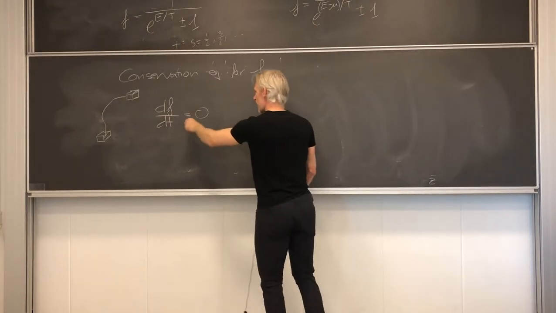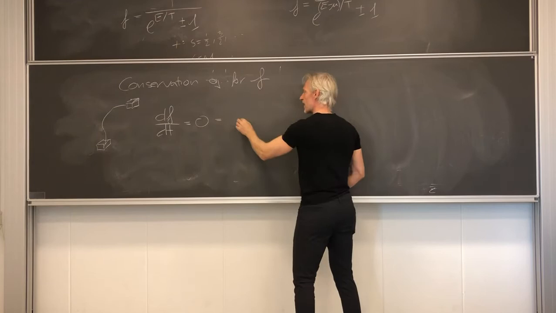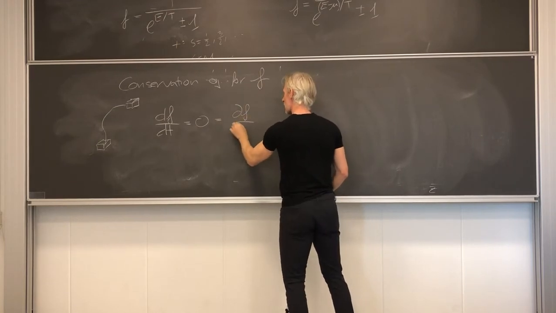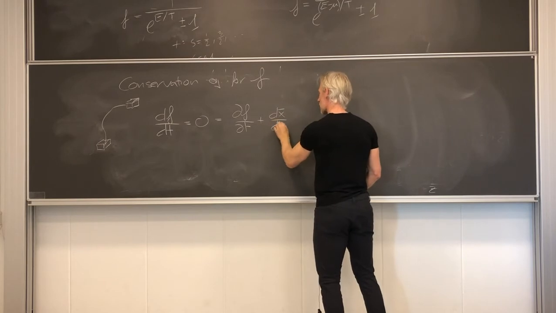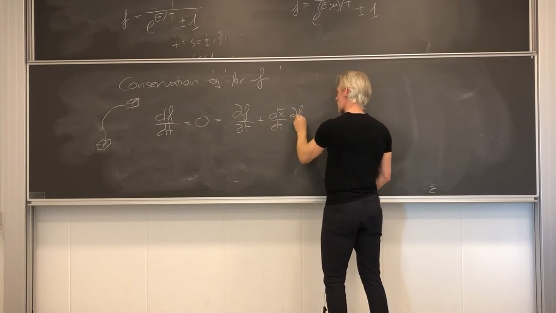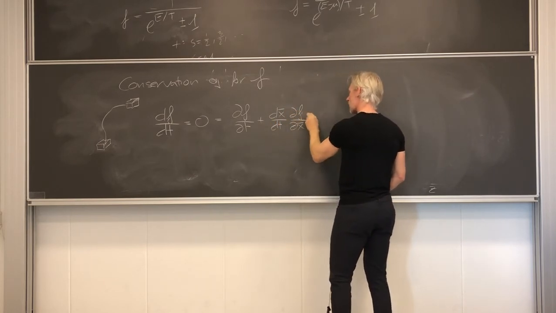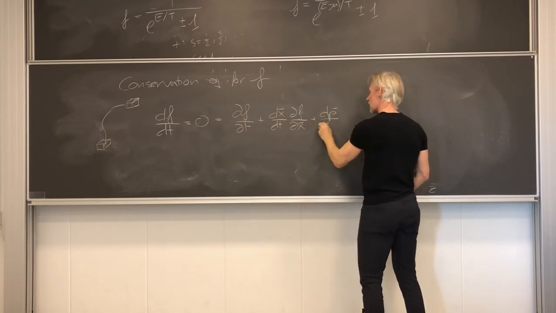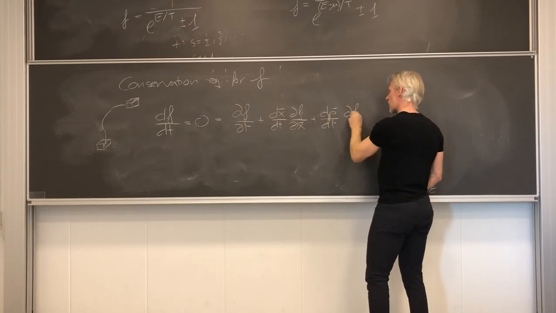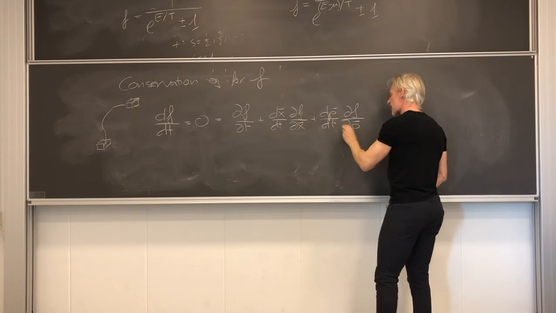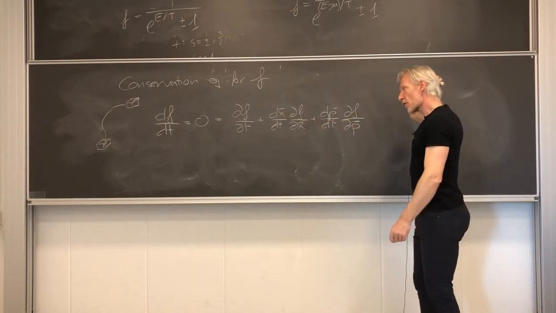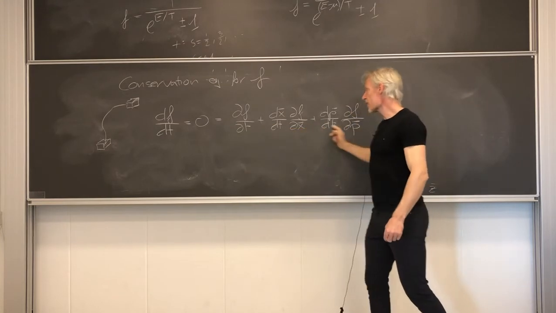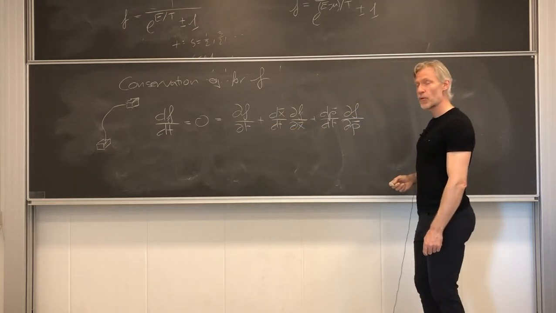So really, I can apply the chain rule, and then what it would look like would be something like this. Since I have 6 phase space variables plus time, the total equation gets to look like this. So this is a conserved quantity.